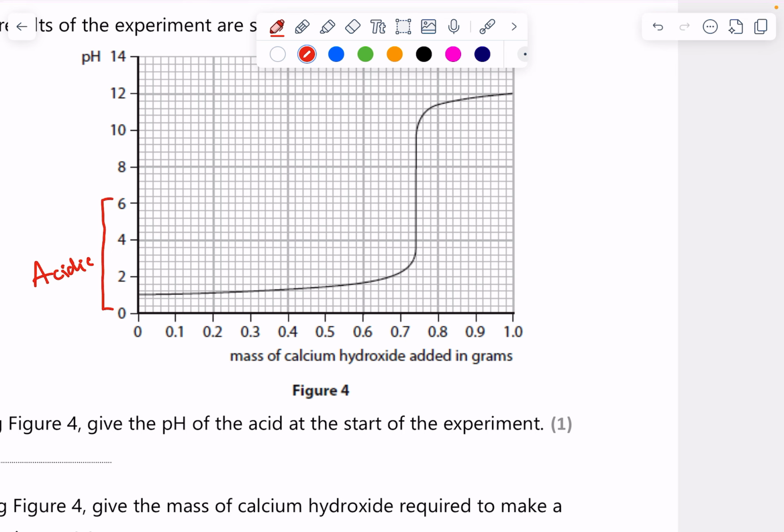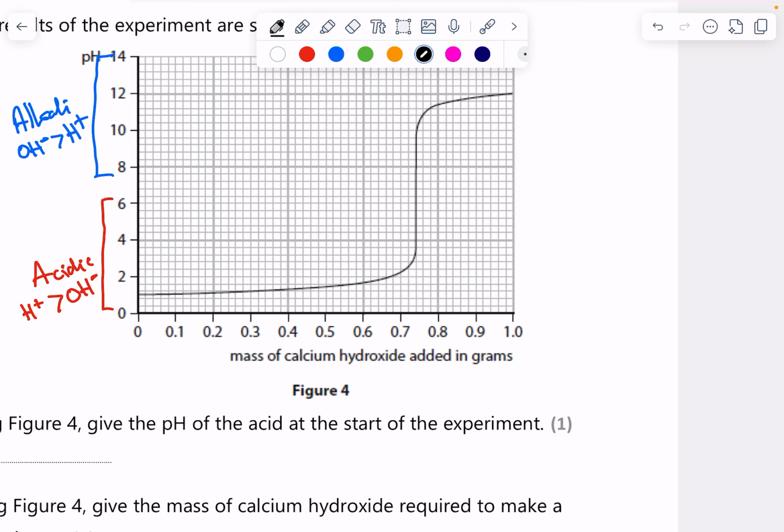And if you remember, acidic because the amount of hydrogen ions will be greater than the amount of hydroxide ions. We then have this region of the graph where here it is high pH values and this is an alkali, and in this region the concentration of hydroxide ions is greater than the concentration of hydrogen ions.